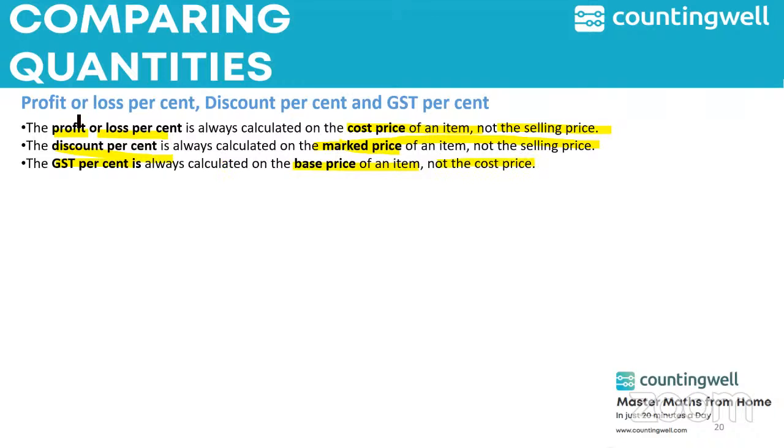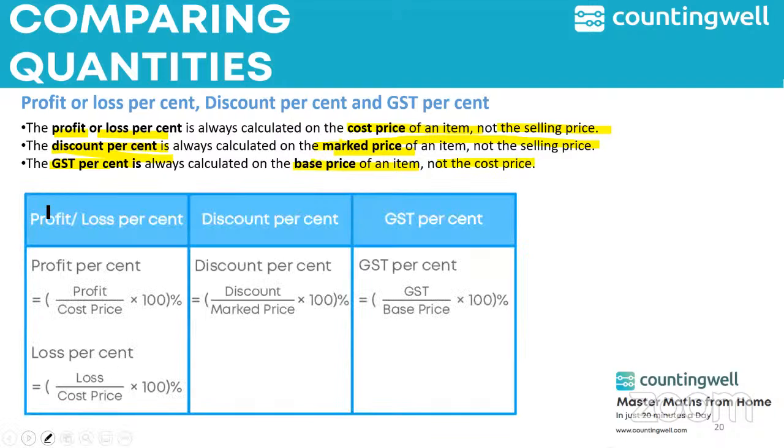So whenever we are dealing with profit or loss percent, we are taking cost price in the denominator, as you remember the formula. Whenever you are finding the discount percent, you are taking the marked price on the denominator in the formula. And whenever you are finding the GST percent, you have to take the base price of an item and not the cost price. So if you see the cost price in the denominator for profit or loss, for discount we have marked price in the denominator. For GST we have base price in the denominator.